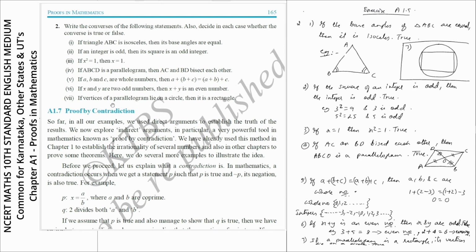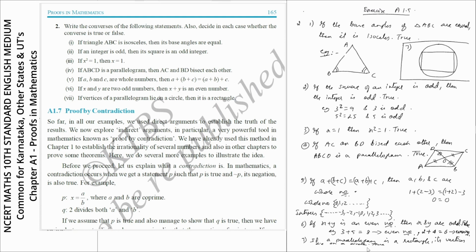Sub question 7: if vertices of a parallelogram lie on a circle, then it is a rectangle. Now consider this diagram here. Take any circle and take any 4 points on the circumference of the circle and join all those 4 points. You will get a quadrilateral, and if the opposite sides are parallel to one another, then you get a parallelogram, and if the opposite sides are parallel and also equal in length, then it will be a rectangle. For example, here this length is equal to this length and these two sides are parallel to one another, and this length is equal to this length and these two sides are parallel to one another. In such a situation, this will be a rectangle. So the given statement is a true statement.